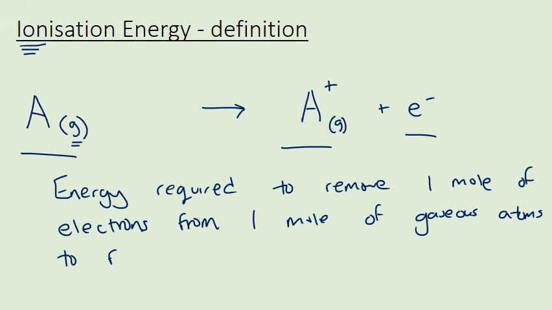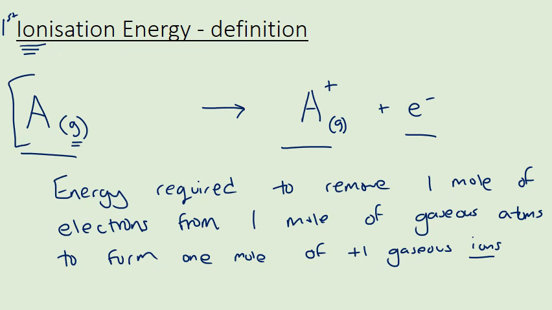form 1 mole of +1 gaseous ions. So that's the definition for the first ionization energy. Okay, we do need to know that definition, either by equation or verbally. We need to verbalize it. So energy required to remove 1 mole of electrons from 1 mole of gaseous atoms to form 1 mole of gaseous +1 ions. It's worth making a note of that definition.